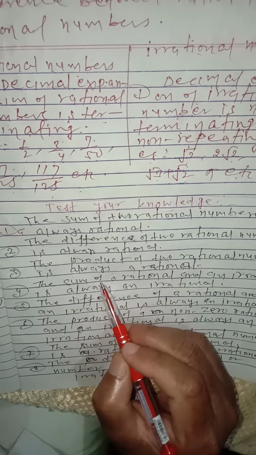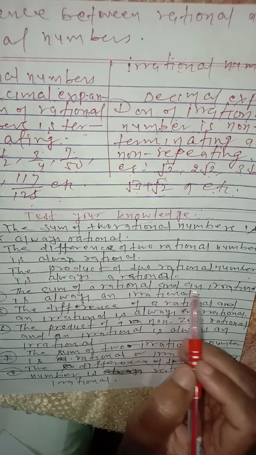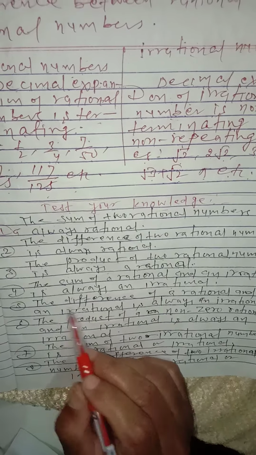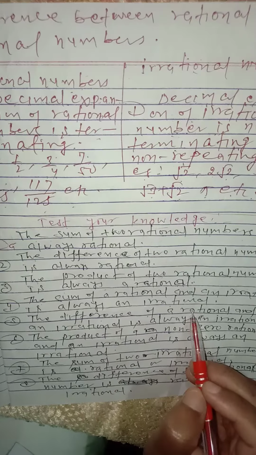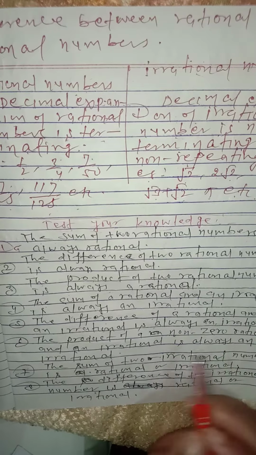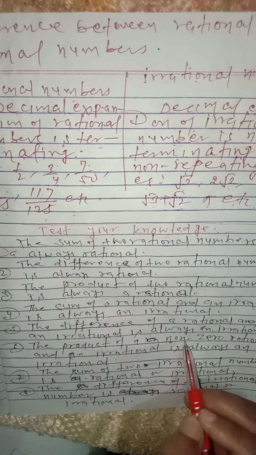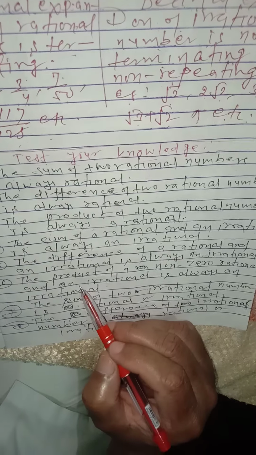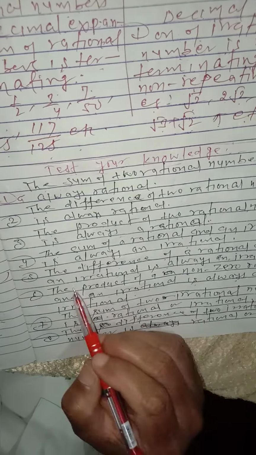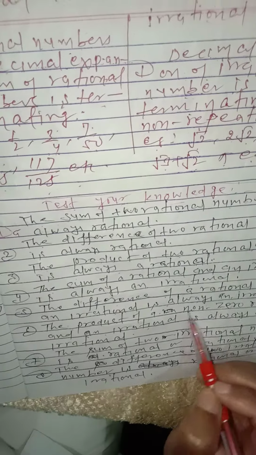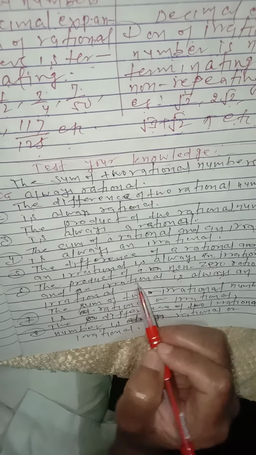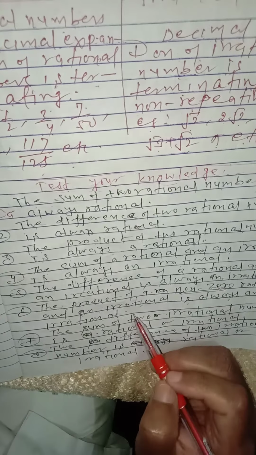The sum of a rational number and an irrational number is always an irrational number. The difference of a rational and an irrational is always an irrational. The product of a non-zero rational number and an irrational number is always irrational.